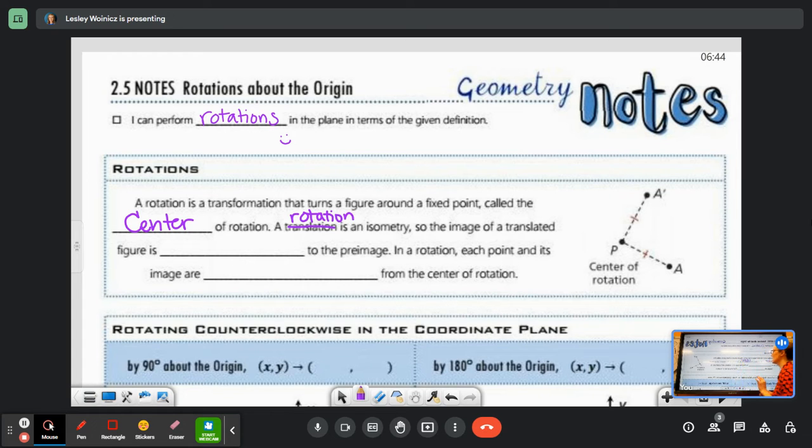A rotation is an isometry. So, okay, this should also say rotated. I'm going to fix your notes. Okay, a rotation is an isometry, so the image of a rotated figure is congruent to the pre-image.